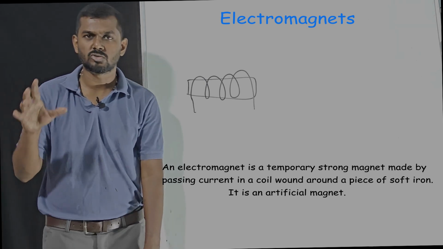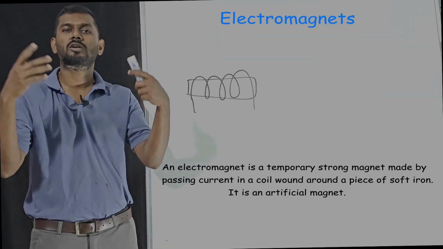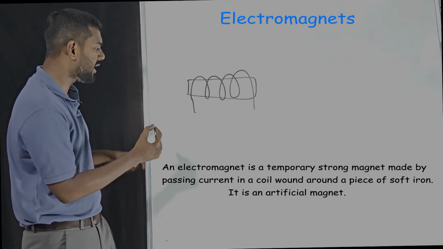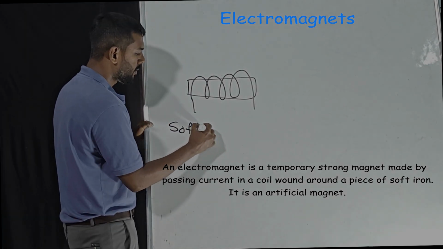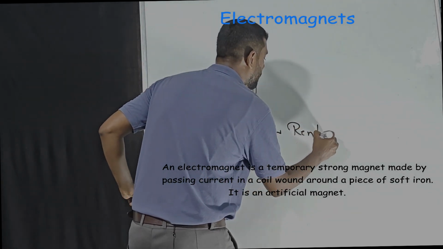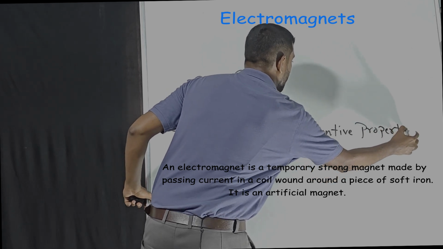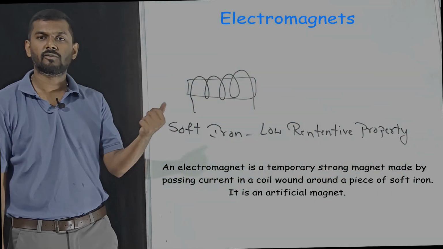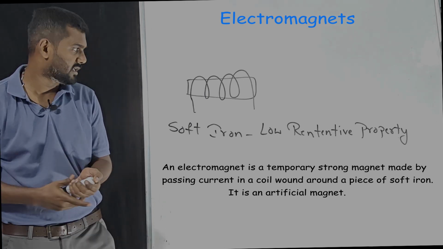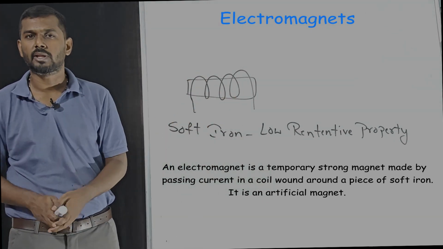And many students will get this doubt: why do we have to use soft iron only, why not normal iron, why not other magnetic materials? Why? Because soft iron has low retentive property. When these kinds of questions are asked, many students will write a lengthy answer. Instead of writing a lengthy answer, these keywords are enough: soft iron has low retentive property.